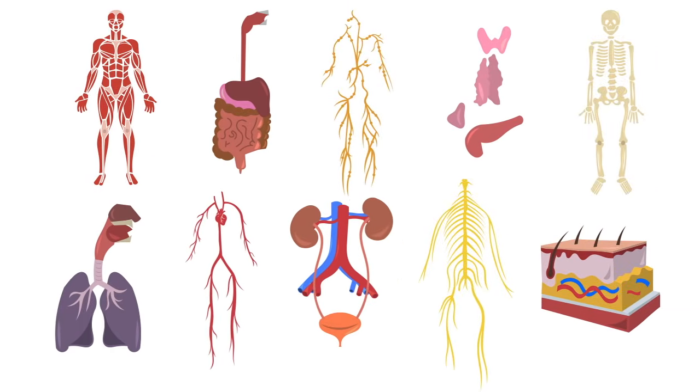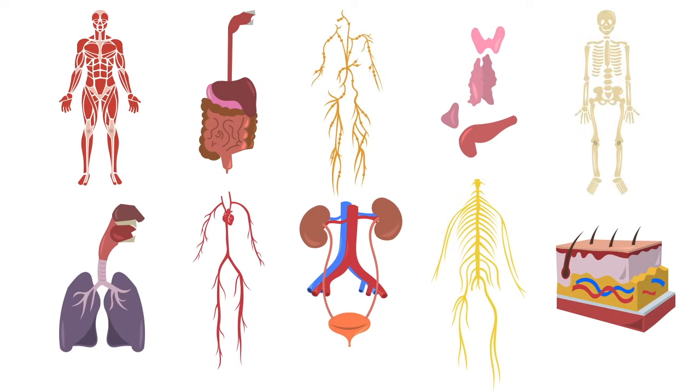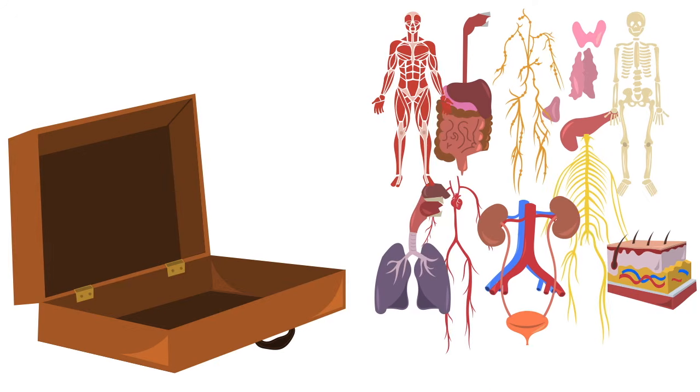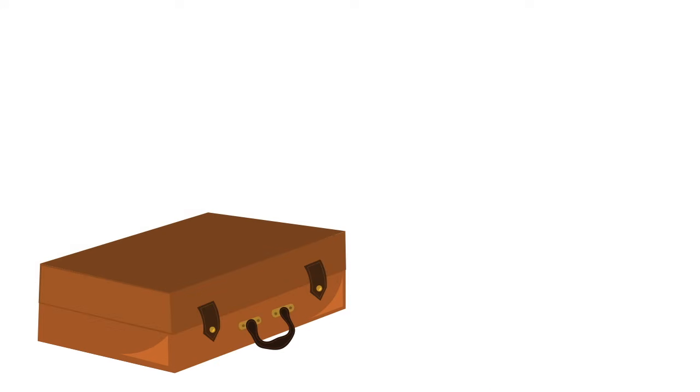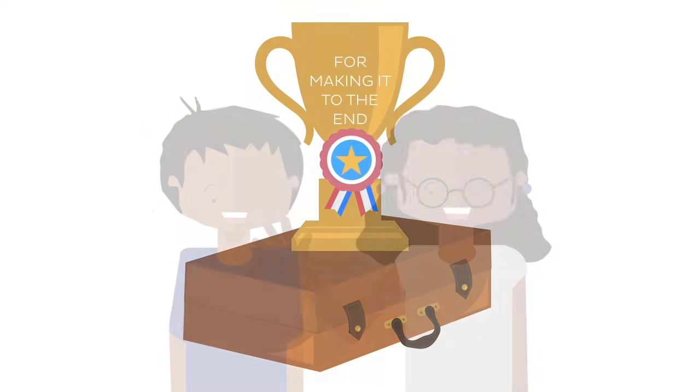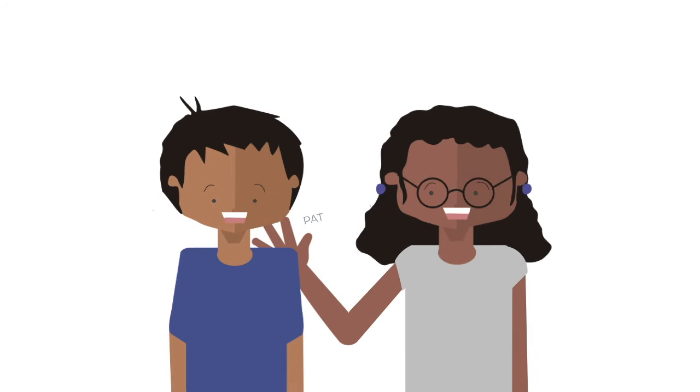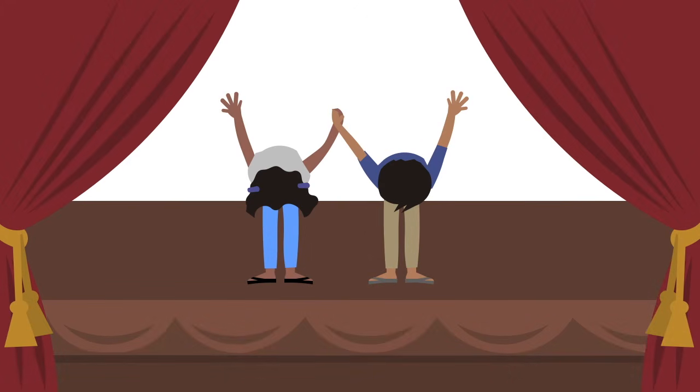So there you have it. We explored the terminology of 10 major systems of the body. I'll admit, we've packed a whole lot of information into this series, so well done for making it to the end. You can pat yourself on the back. Take a bow. You do deserve it.